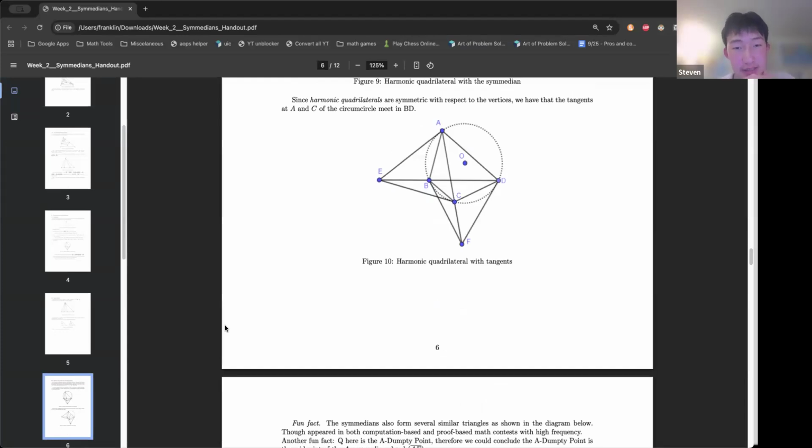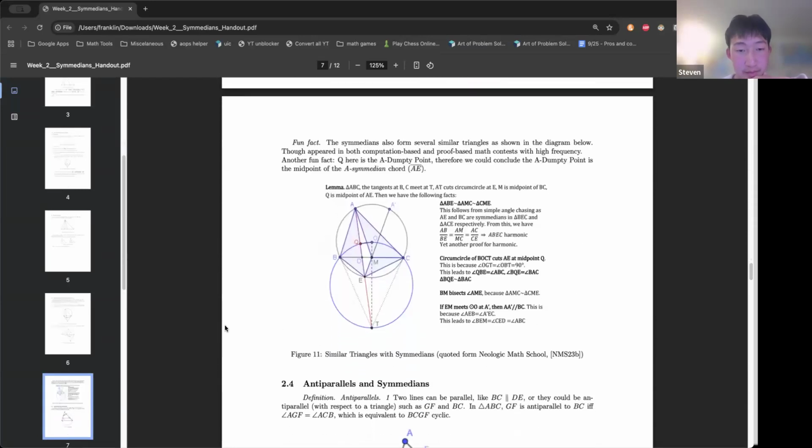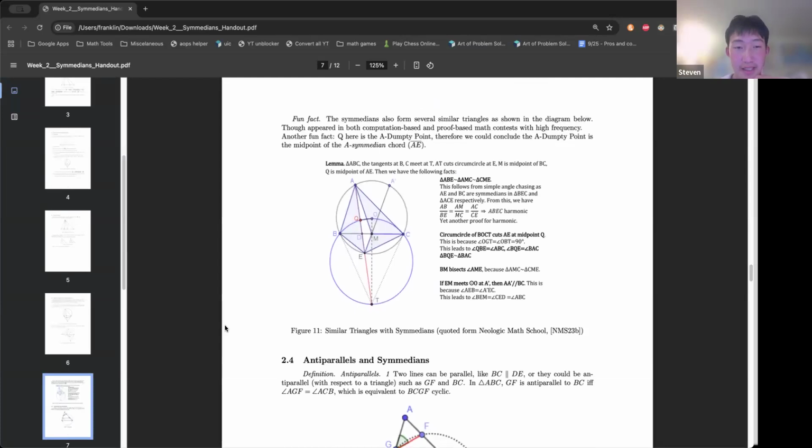This is a really specific result for harmonic quadrilateral. I'll save it for your own sake for further reading. And then here's a rather complicated fun fact that's related to the Dumpty point and harmonic quadrilateral. I think for time's sake, we can skip this one for now.